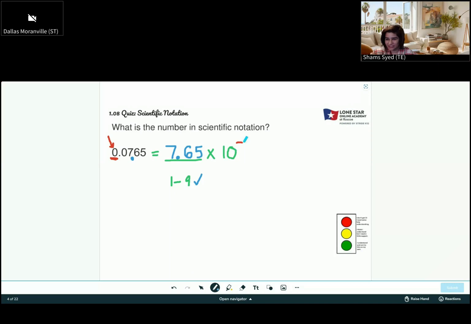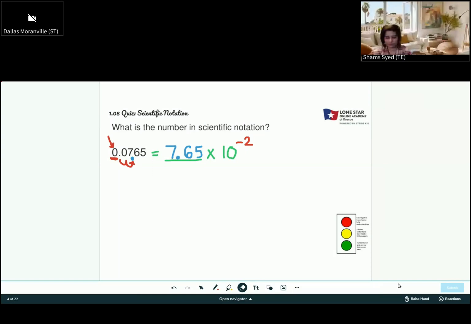7.65 times 10. Let's check the exponent. How many places did I have to move? I had to move 2 places. So the exponent is going to be -2. The answer to the question is going to be 7.65 times 10 to the power of -2. Question 1, part 1.